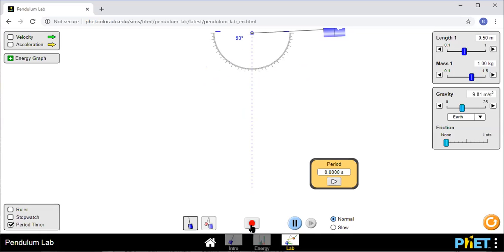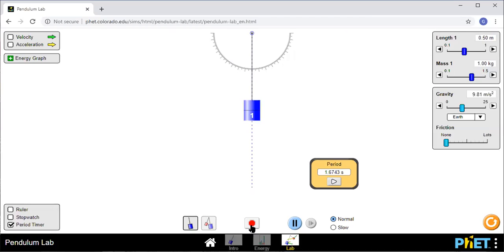So up to 90 we go. Oops, 90. 90. Wow. There we go, 90. Okay. So at 1.73, which is what we got the first time.